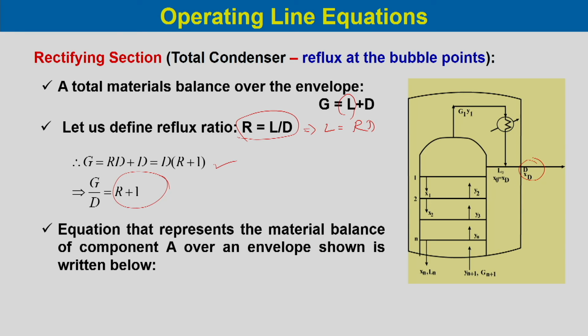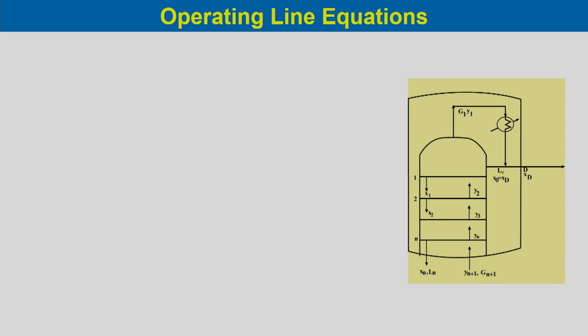Now the equation that represents the material balance of component A over the envelope shown here. All the gas and liquid flow rates are taken as constant, so the subscripts are dropped. So, G into yn plus 1 would be equal to L xn plus D xD. This is the material balance for component A.